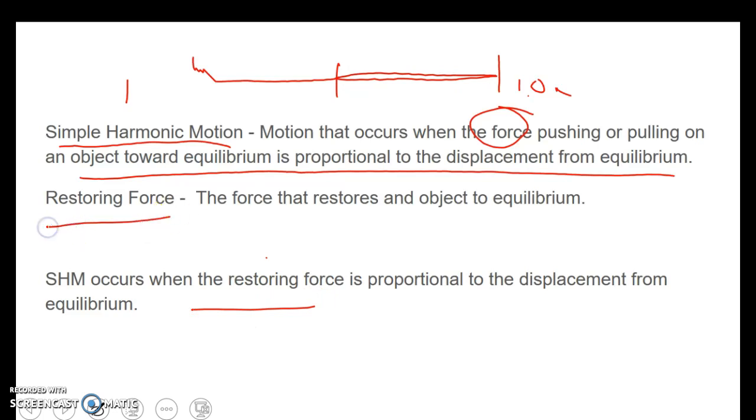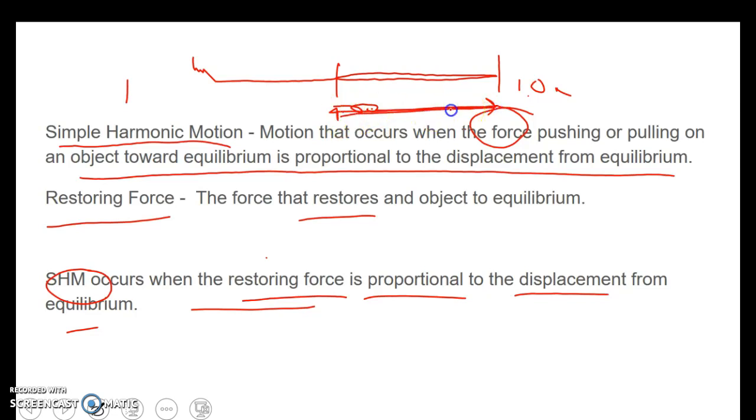The restoring force in simple harmonic motion is the force that restores the object to equilibrium. So let's say we had something attached to a spring, and we stretch the spring out and then we release. The spring force is the restoring force that tries to bring it back to equilibrium. Now, simple harmonic motion occurs when the restoring force is proportional to the displacement from equilibrium. So with something on a spring, that's what we would see. It bounces back and forth. Simple harmonic motion.